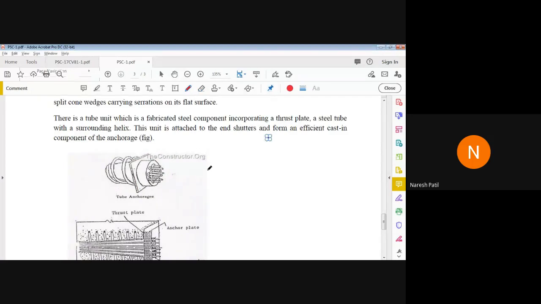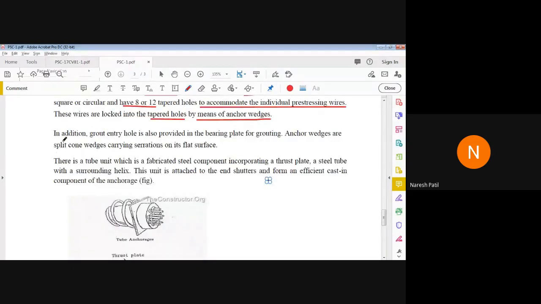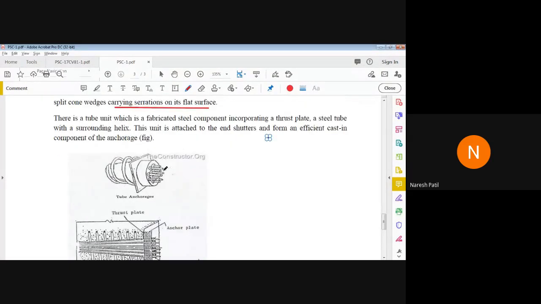In addition, a grout entry hole is also provided in the bearing plate for grouting. So whatever gap will be there in the hole, that will be grouted. And that provision is also provided on the side for grouting. Then anchorage wedges are split cone wedges carrying serrations on its flat surface.